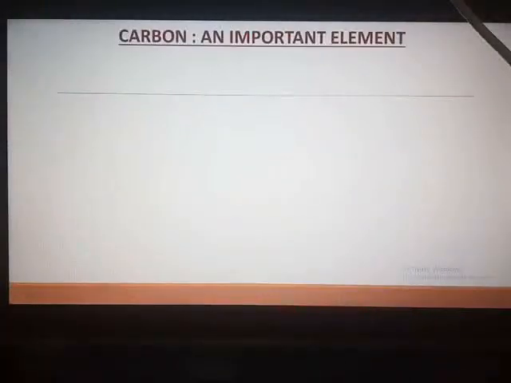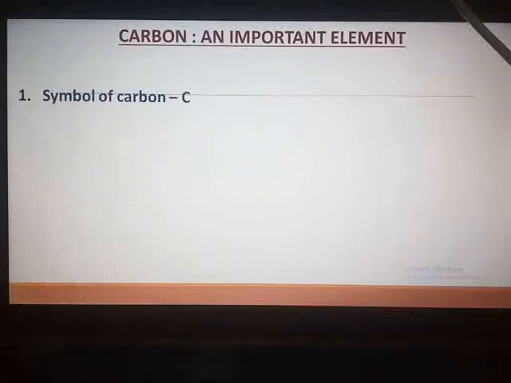Why is carbon an important element? I have already told you that the element carbon is available abundantly in nature. It occurs in the free as well as in the combined state. Most of the things in nature, including your foodstuffs, clothes, medicines, fuels, etc., contain carbon, and hence carbon is categorized as an important element.